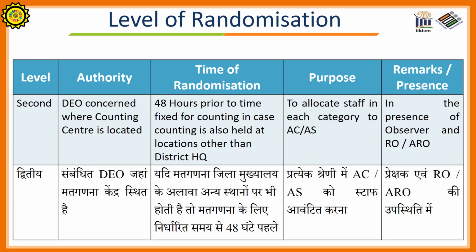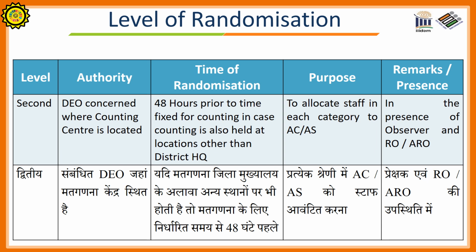Second randomization is again done in the presence of the district election officer concerned where the counting center is located. It is done 48 hours prior to the time fixed for the counting in case the counting is held at locations other than the district headquarters. The purpose of second randomization is to allocate staff in each category to assembly constituency or assembly segment level.